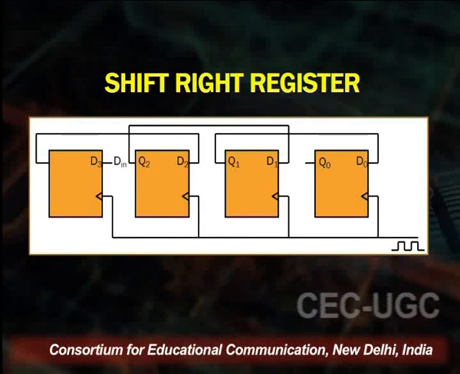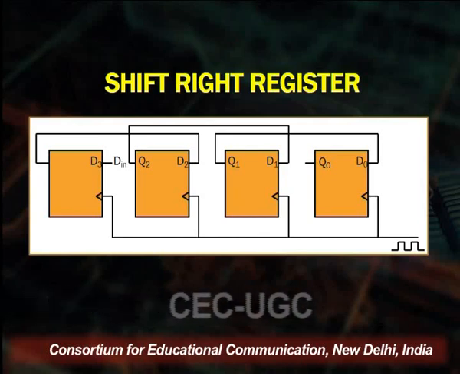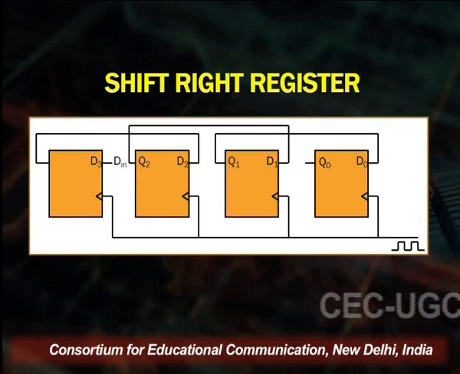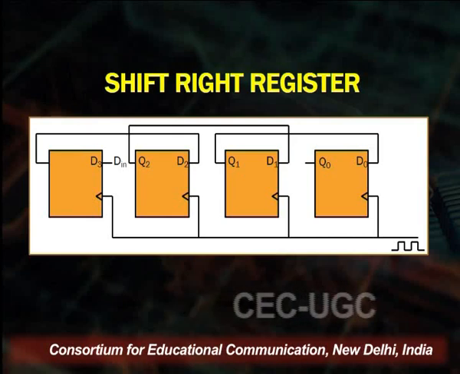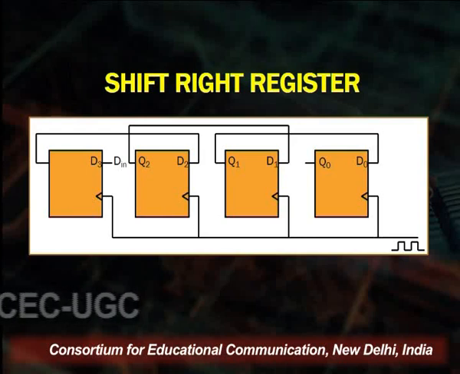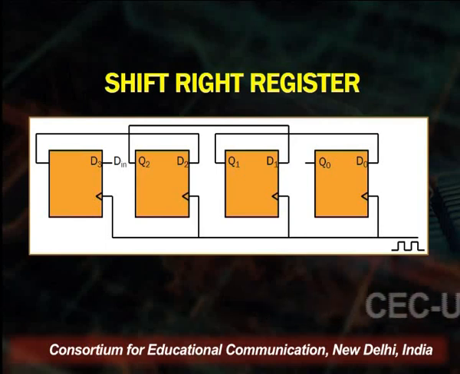Typically the shift right register is shown over here. In this case we have not changed the configuration of the flip-flops, but only the wiring of the flip-flops. So you'll see that the DN is fed to D3, the output of D3, which is Q3, goes as input to D2, the output of D2, which is Q2, goes as input of D1, whose output Q1 acts as the input of D0, and finally the output is seen at Q0.